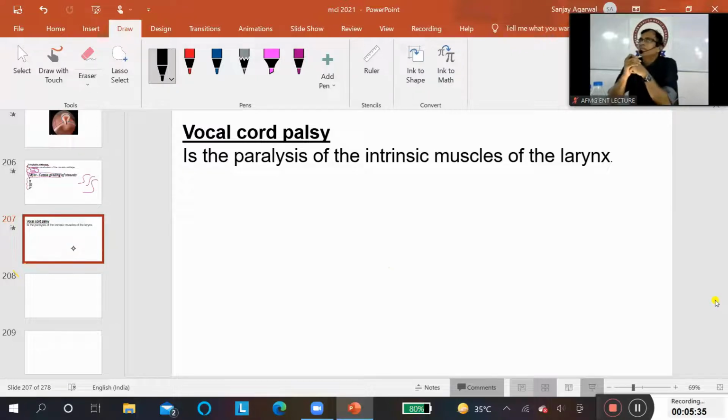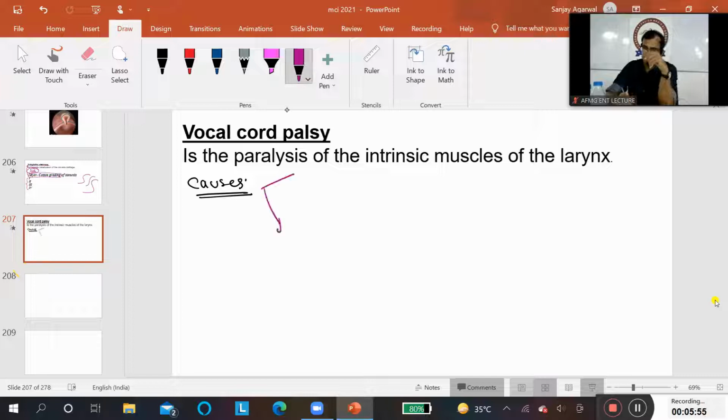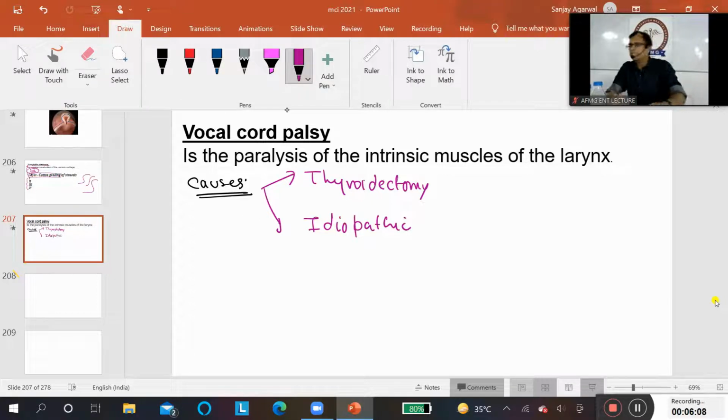Okay. Vocal cord palsy. You can answer this very easily because you know the anatomy that we discussed. Which nerve, which muscles, and if something is wrong. If you remember that, then this becomes a very easy job. Now, causes. The most common cause is a controversy. There are two correct answers. One says thyroidectomy, and the other says idiopathic. Both are correct answers. But if we select one of the two, then thyroidectomy is a better answer.